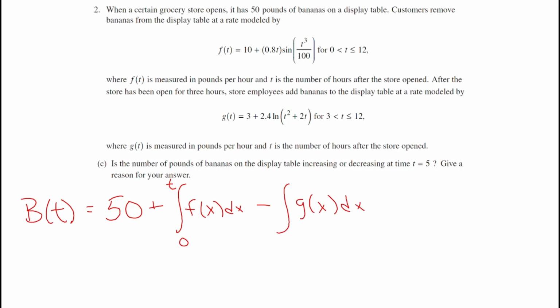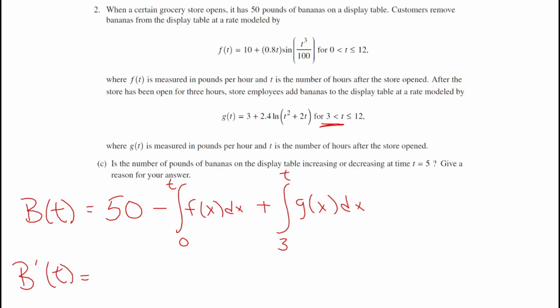The amount that have been, oh, actually, sorry, I've mixed that up. It's minus the amount that have been removed. So this one should be a minus. Subtracting that, and then we're adding the integral of g, right? And for g, we've got to be careful because that one's from 3 to t, not from 0 to t. And we want to know, is that function increasing or decreasing at t equals 5? Well, you can determine if something's increasing or decreasing by looking at its derivative, B prime of t.